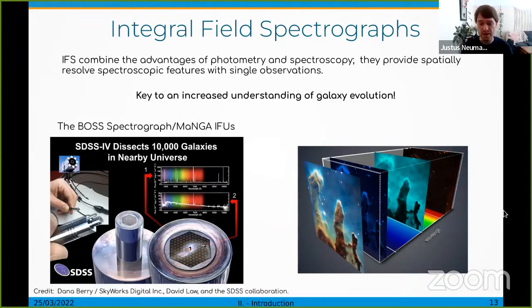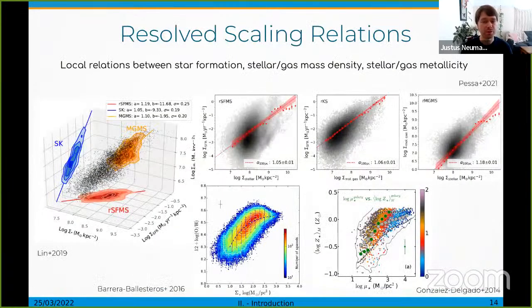Now, there have been a number of integral field spectroscopy galaxy surveys in recent years, and people started to look at local, resolved relations, such as the mass metallicity relation that I showed you for galaxies as a global relation. Now we can look at different regions in galaxies on kiloparsec scales and see how the different parameters relate to each other. So for example, on the top here, you have the star formation rate surface density and the stellar mass surface density, or the molecular mass surface density.